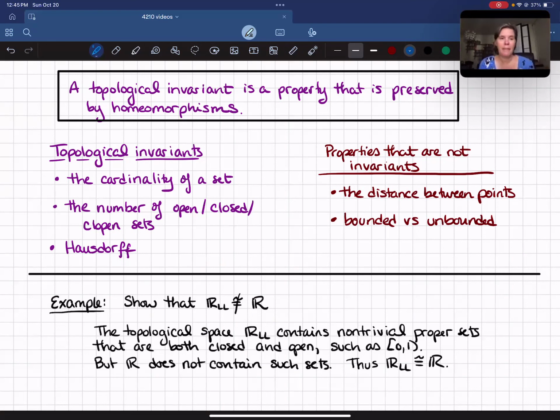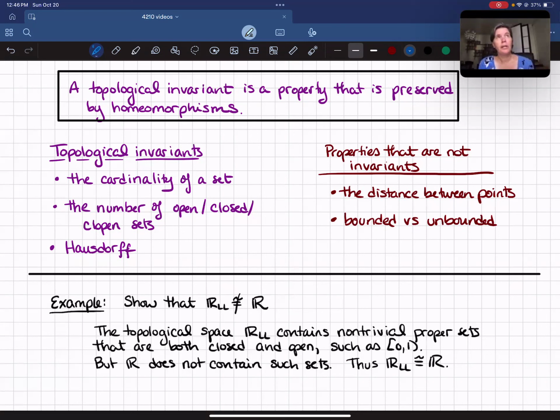Okay? Also, the number of open, closed, or sets that are both open and closed is a topological invariant. So for example, the trivial topology only has 2 open sets, and the discrete topology has way more than 2 open sets in most cases. And so in general, the discrete topology and the trivial topology are not homeomorphic because they have different numbers of open sets.